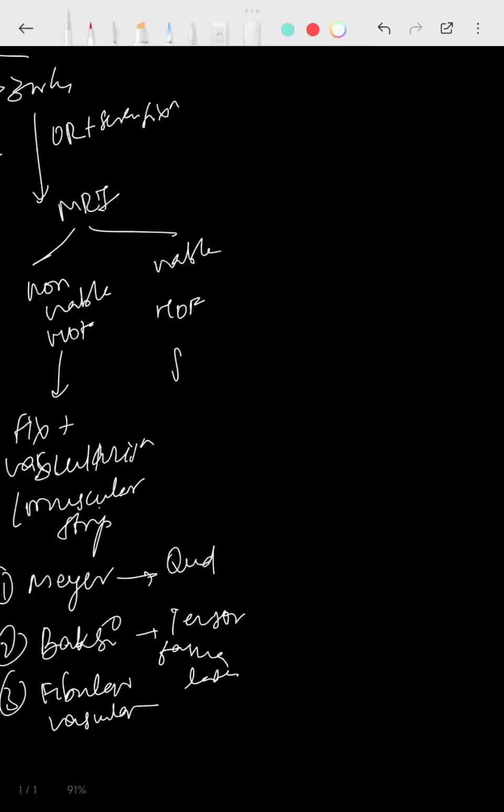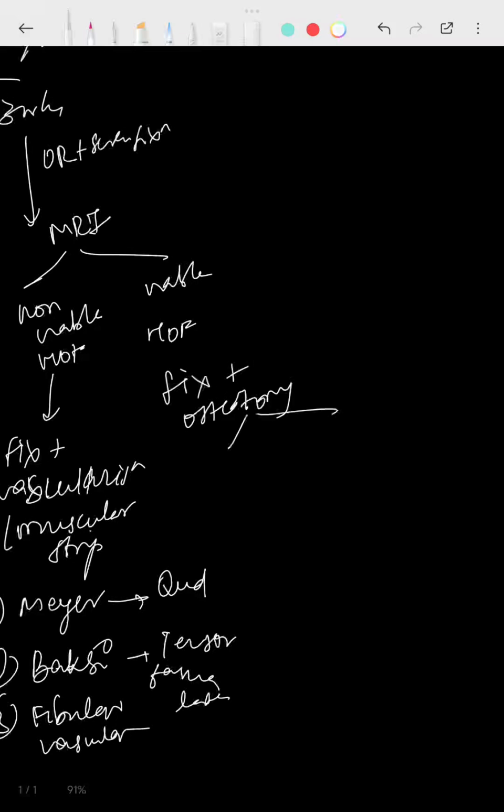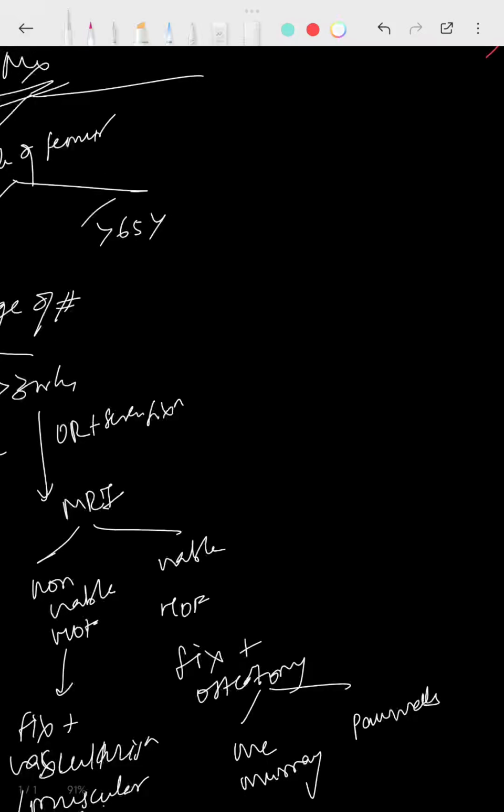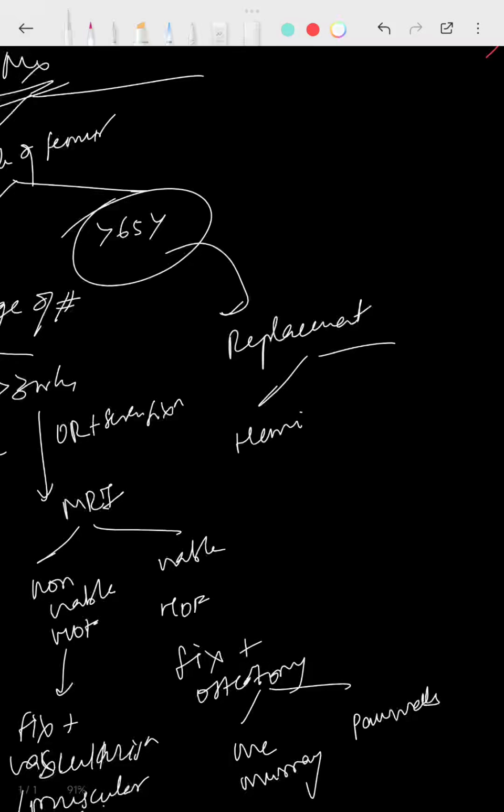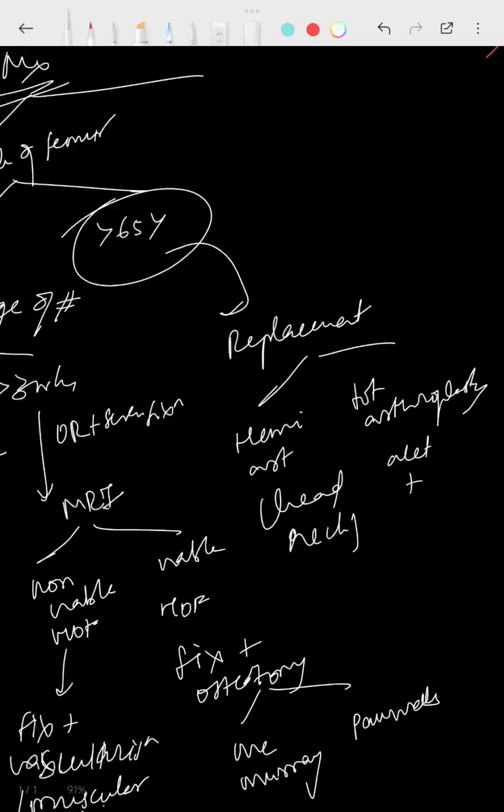If it is a viable head of femur fracture, you fix it with osteotomy. There are two types of osteotomy. One is McMurray and another one is Pauwel. If age is more than 65 years, you will do replacement. What replacement? It will be hemiarthroplasty or total arthroplasty. If you change only head and neck, it is hemi. If you do it with acetabulum, with head and neck, then it is total.